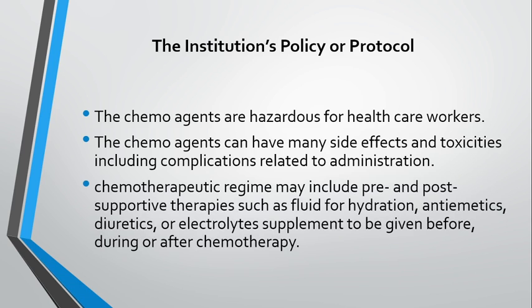So sometimes when a patient is to undergo cancer chemotherapy, it will be not only the cancer chemotherapeutic drugs. Sometimes the patients may need supportive medications or pre and post supportive therapies like proper hydration, antiemetics to prevent vomiting and nausea, then diuretics to improve the urine outflow, and electrolyte supplements to overcome certain nutritional deficiencies.